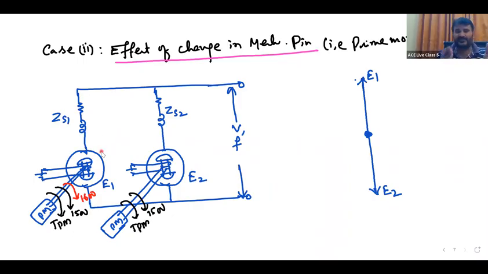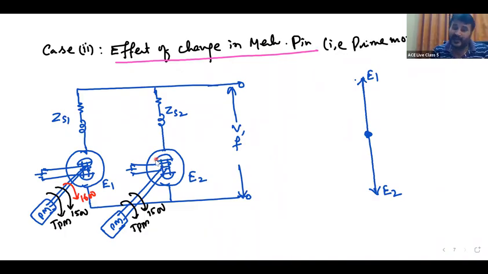When the first machine frequency is increased, the second machine frequency also has to increase. Then only is there stable parallel operation. For stable parallel operation, what is the condition? Set frequency must be the same. But I am increasing only the mechanical power input of the first machine, so its speed and frequency increase. How will the second machine frequency increase? How are set frequencies equalized? How is stable parallel operation achieved?